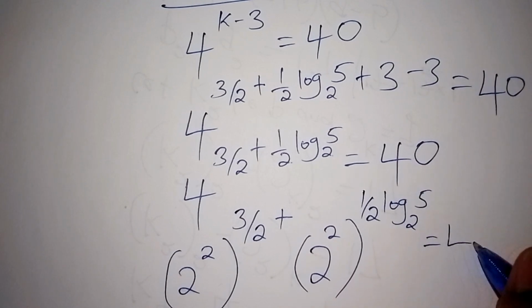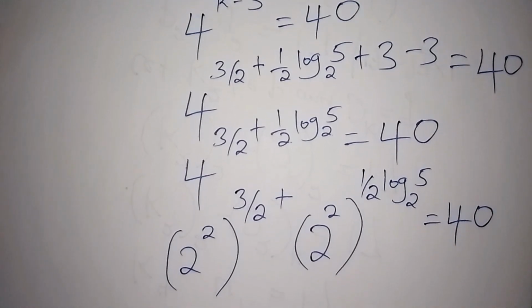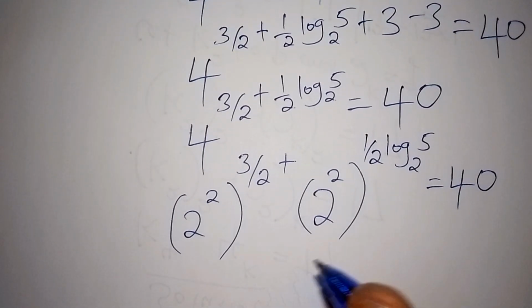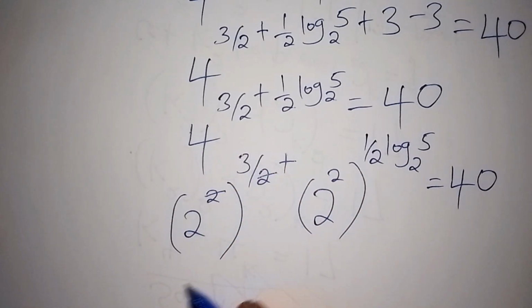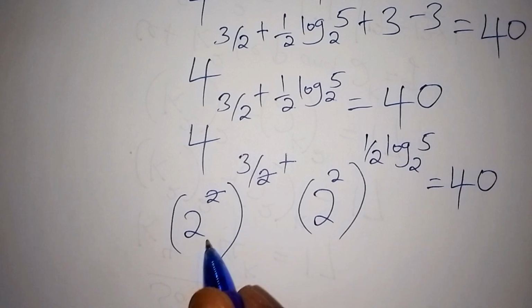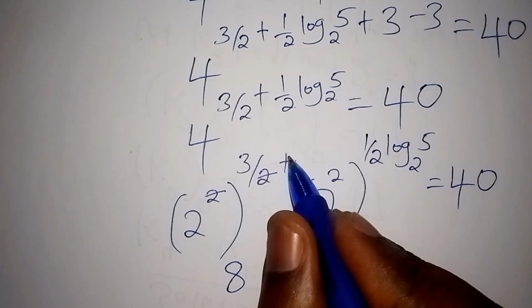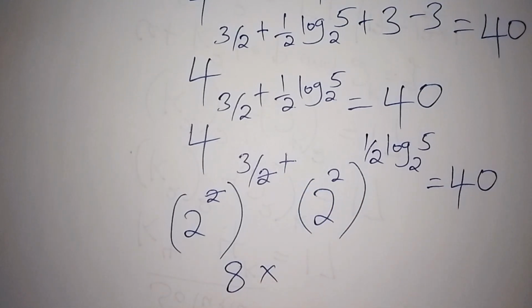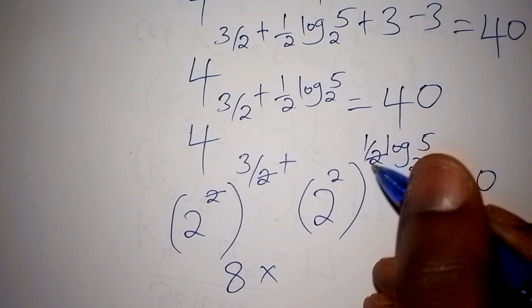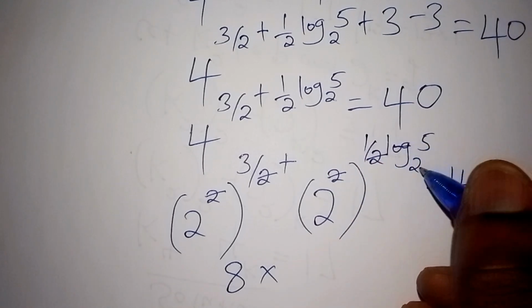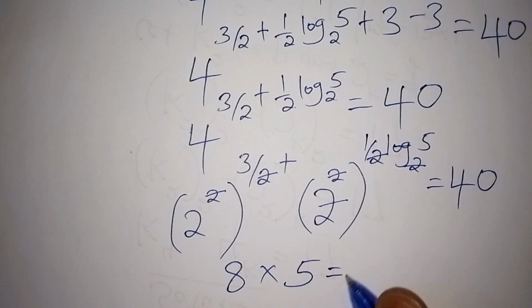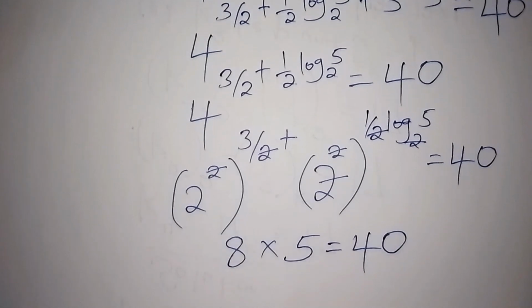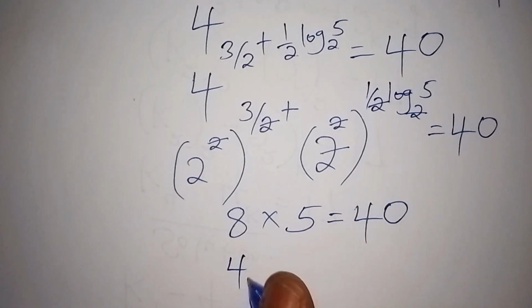So we can now work it out very fast here by saying that 2 and 2 shall now cancel, so now we shall have 2 to the power of 3, that is 2 multiplied by 2, which is 4, and 4 multiplied by 2 again is 8. So now we shall have 8. So the addition sign shall now change to the multiplication sign. So here 2 and 2 shall cancel, so the log to the base of 2 shall now cancel this 2. Now we shall remain with 5 is equal to 40. So 8 times 5, that means that 40 is equal to 40.